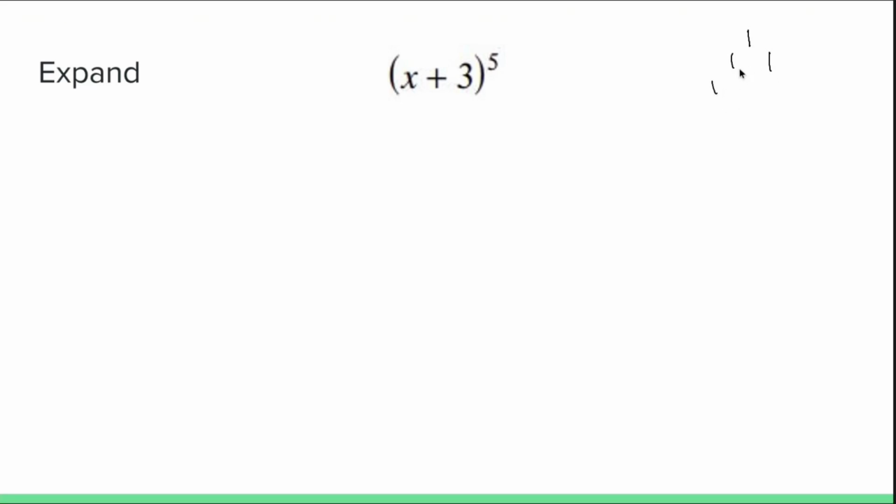So 1's on the outside, 1 plus 1 is 2. Then 1's on the outside, 1 plus 2 is 3, 2 plus 1 is 3, 1 on the outside. So 1, 2, 3, 4. I need 2 more rows. So we got 1, 1 plus 3 is 4, 3 plus 3 is 6, 3 plus 1 is 4, 1 on the outside, and then 1, 1 plus 4 is 5, 10, 10, 5, 1.